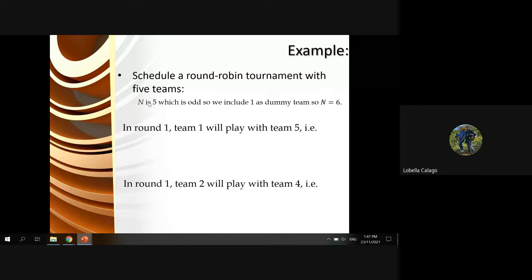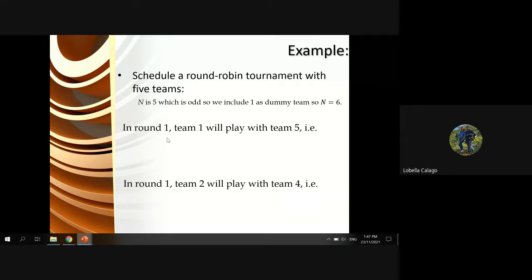Okay, so for instance, in round 1, team 1 will play with team 5. Bakit? It's because ang kailangan nating formula, di ba? Sample, this is i plus j congruent to 1 mod 5. Bakit itong 1? Because we want round 1. Pag we're talking about round 2, so magiging 2 po yan.